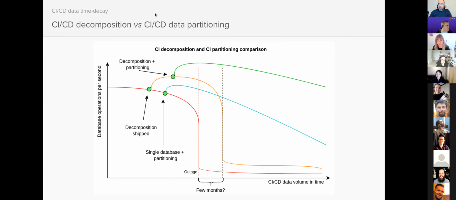Yeah, that's a great question, and let me try to answer it by talking about what is described on this diagram. These are the possible outcomes. The diagram describes what may happen if we keep growing our CI/CD data volume over time, and how the database can react and scale as the data volume grows, if we either do nothing, which is the red line. The red line is database performance if we do nothing.